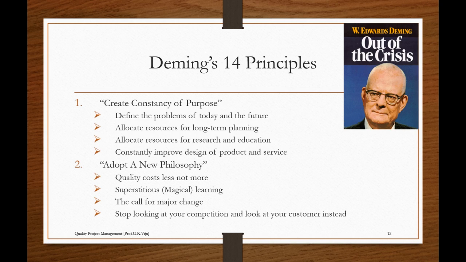Second one, adopt a new philosophy. Adopting the new philosophy is one of the 14 points of Deming. It embraces quality throughout the organization. It puts the customer's needs first rather than reacting to competitive pressure, and designs products and services to meet those needs. Additionally, it prepares for a major change in the way business is done. It is about leading, not simply managing, and creating your quality vision and implementing it.